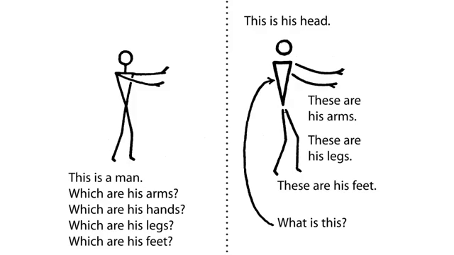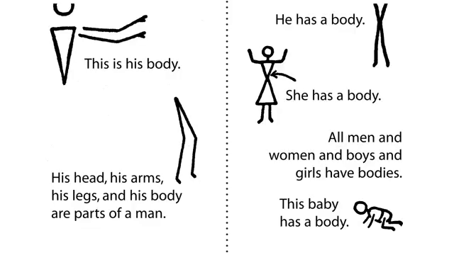This is a man. Which are his arms? Which are his hands? Which are his legs? Which are his feet? This is his head. These are his arms. These are his legs. These are his feet. What is this? This is his body. His head, his arms, his leg, and his body are parts of a man.